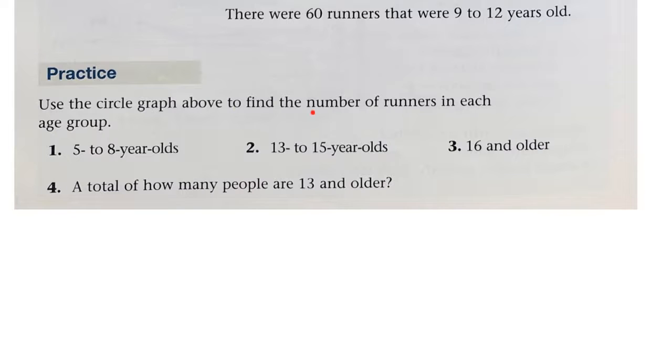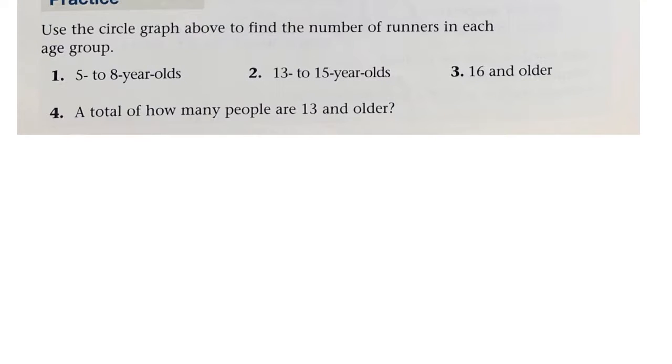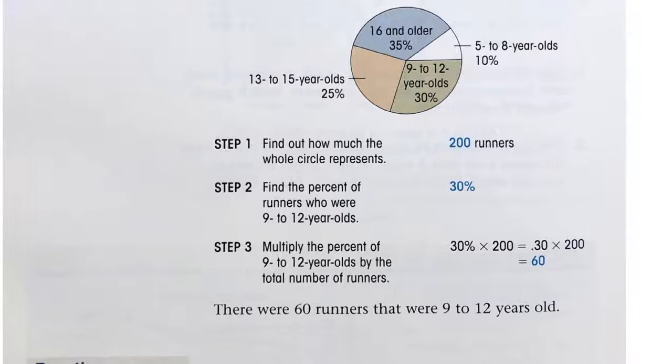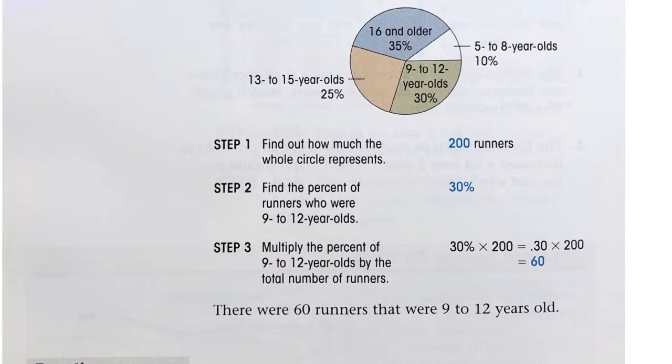Use the circle graph above to find the number of runners in each age group. We're using the same circle graph. So 5 to 8-year-olds. Where's the 5 to 8-year-olds? We've got 10% of them. So we're going to want to do a math problem like this, but instead of 30%, it's going to be 10%. So 10% times 200.